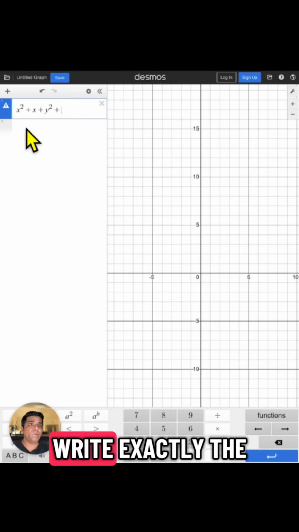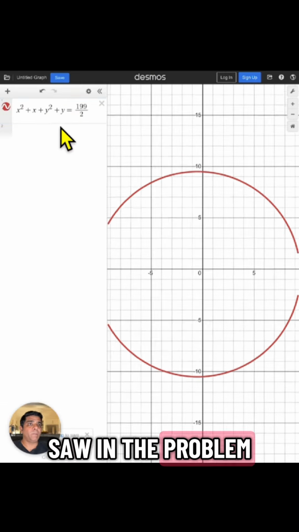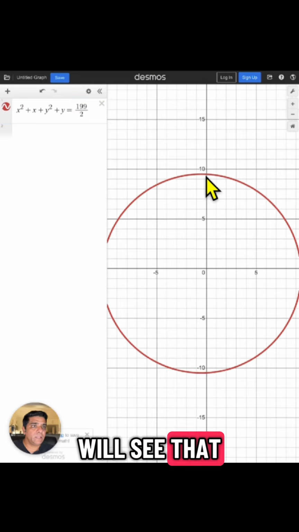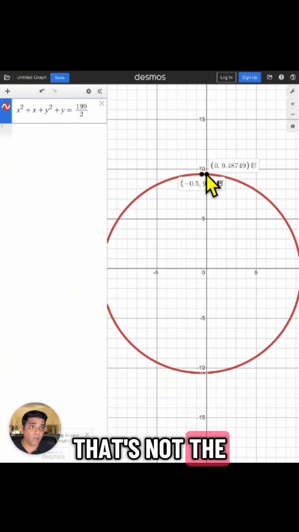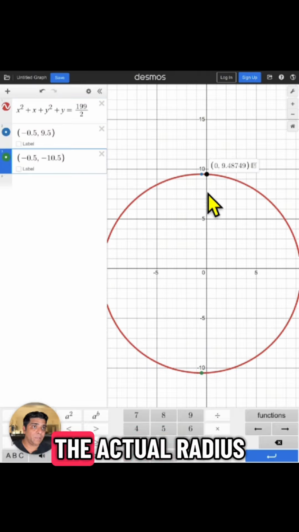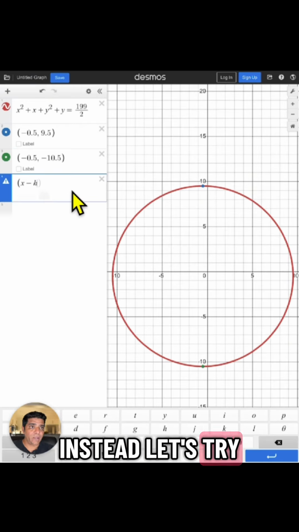Go ahead and write exactly the equation of the circle as you saw in the problem, and then you will see that the tendency is to immediately look at the y-axis and think that's the radius, though that's not the radius, or that's not the diameter. The actual radius is to the left of that. So we have to be very careful. Instead, let's try this other approach also.